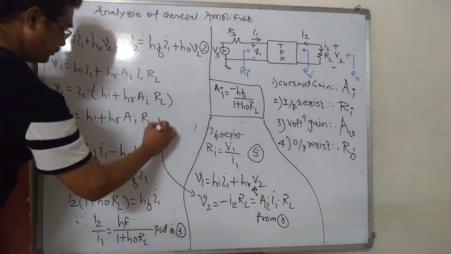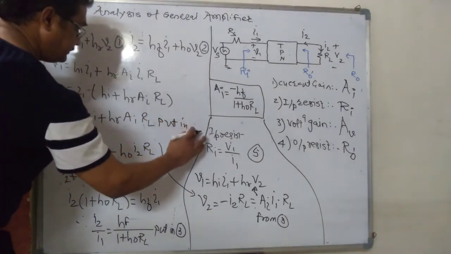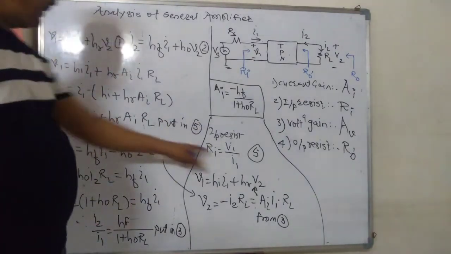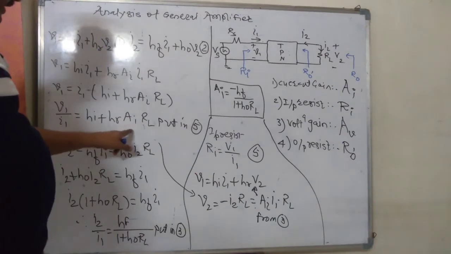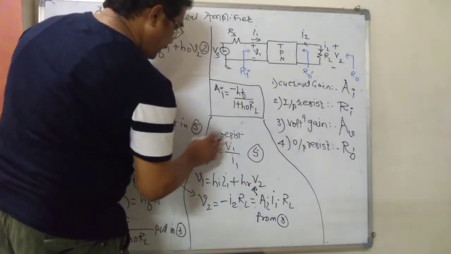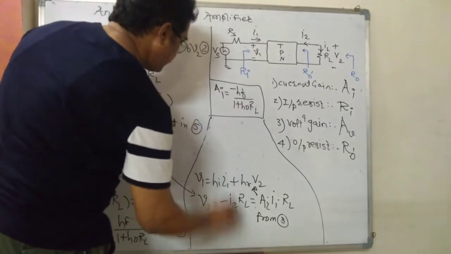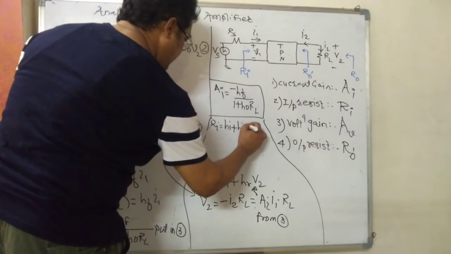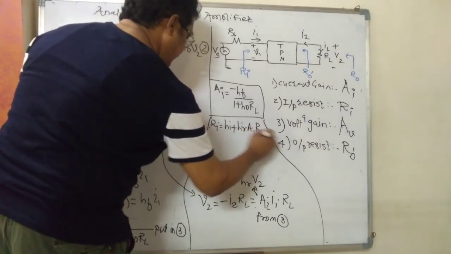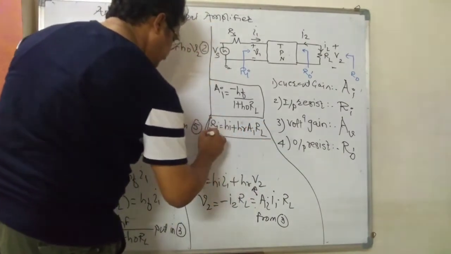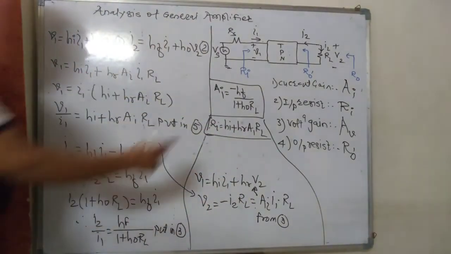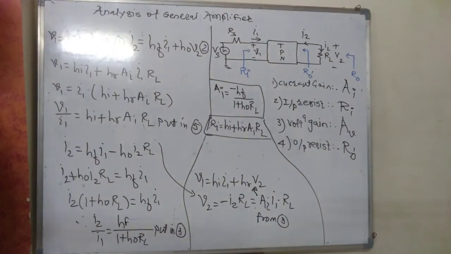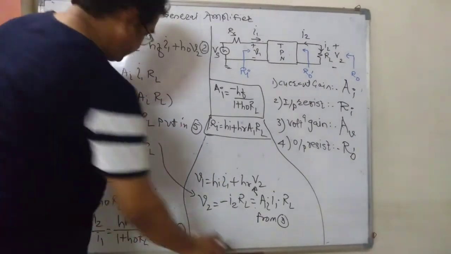Put this in 5. V_1 upon I_1 is nothing but R_i, so that will be h_i plus h_r A_I R_L. So the second formula that is derived is R_i equal to h_i plus h_r A_I R_L. That is the second formula: current gain is the first one, input resistance this one. Is that clear? You have to practice on it.